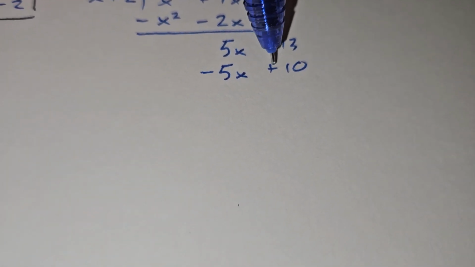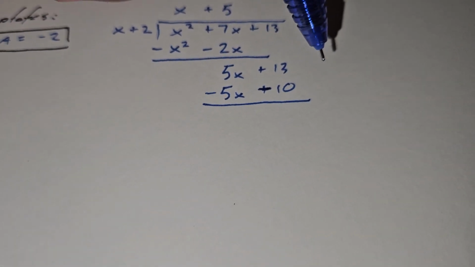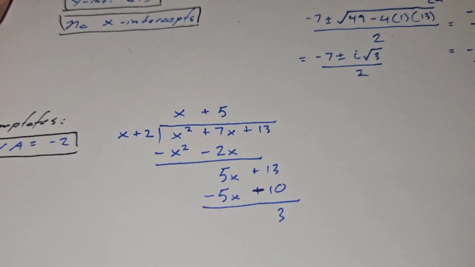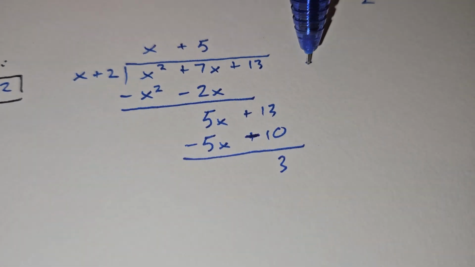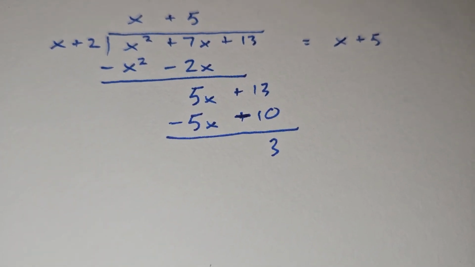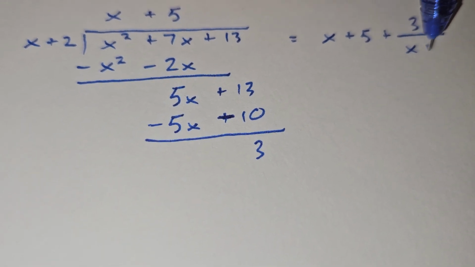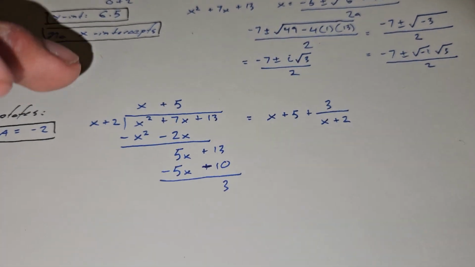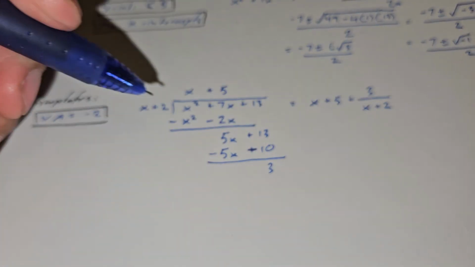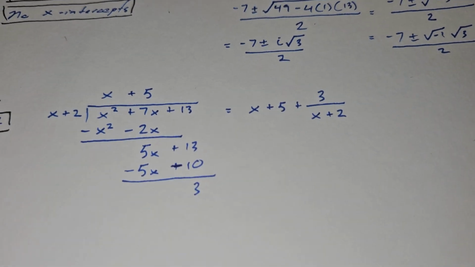This turns into a negative, and that turns into a negative. So that is going to give us just positive 3. Now we write this as x plus 5 plus 3 divided by x plus 2. That's how we write the answer we get here: x plus 5, remainder 3 divided by x plus 2. There's a plus sign, by the way, so make sure you write it.